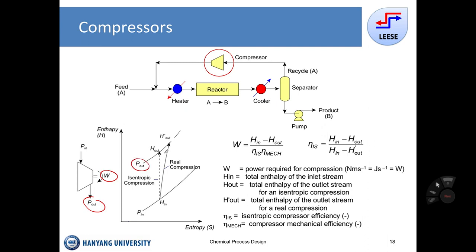So at P out, with ideal isentropic compression, we have that point. But the compression is not ideal. We have the actual compression outlet condition here. So real compression requires more power than isentropic compression. The compression path is not based on the isentropic compression, and that will be reflected by efficiency. That is the same mechanism as when we estimate the power.